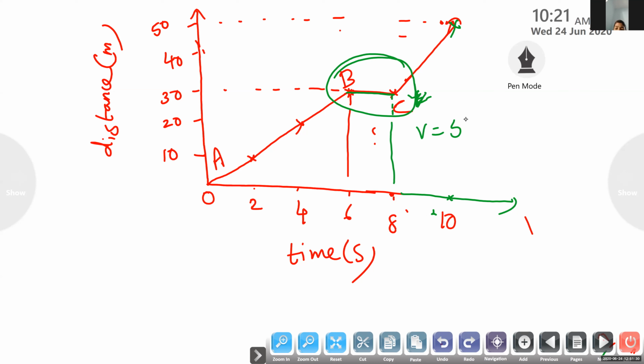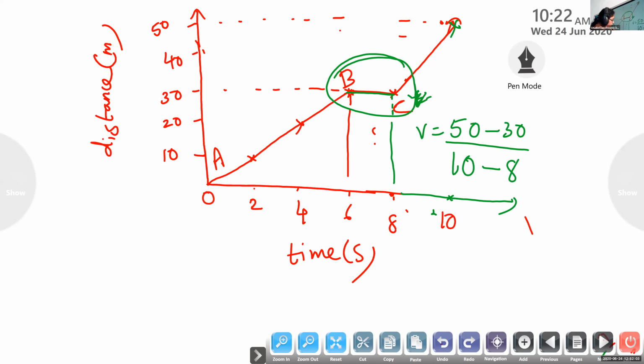Therefore, what is velocity? Velocity is equal to change in displacement: final displacement minus initial displacement, divided by final time minus initial time. Only talking about the last 2 seconds. You don't have to worry about other portions. Read the question, which part the question asks about. You only have to see that last part.